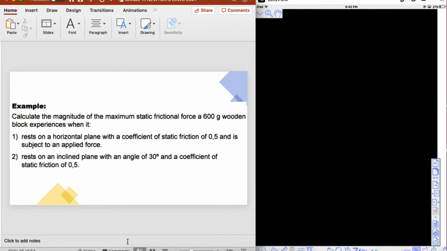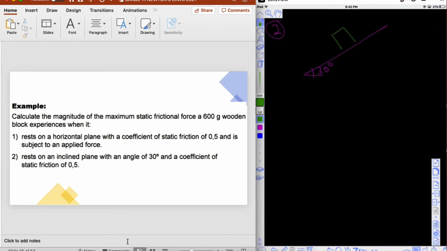Okay, now moving on to example number 2, where the object is on a slope of 30 degrees. Again, we are going to draw our diagram. First, this is 30 degrees. So this is our object, and our object is going to have a weight which is vertically downwards and a normal force which is perpendicular to the surface, and of course a frictional force upwards. In this case, it's going to be static frictional force because the object is not moving.